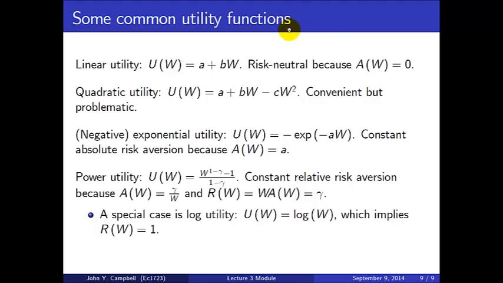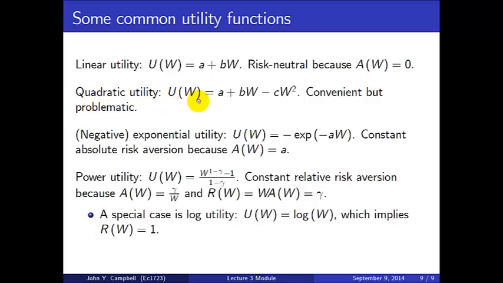Finally, I want to mention that academic economists commonly use certain parametric forms for the utility function which are convenient and help us do analysis. So let me run you through these examples. The first example is linear utility. U of w equals some constant a plus some slope coefficient b times wealth. Now, this is risk neutral because if we calculate absolute risk aversion for this utility function, it's going to be 0. The first derivative here is b, the second derivative is 0, so absolute risk aversion is minus 0 divided by b, which is 0.